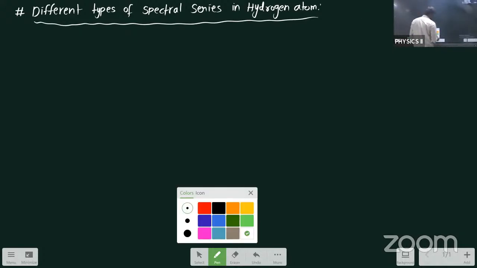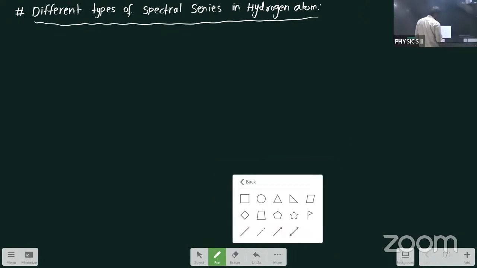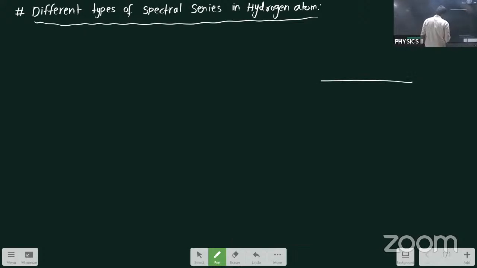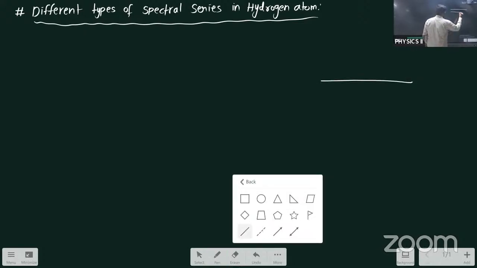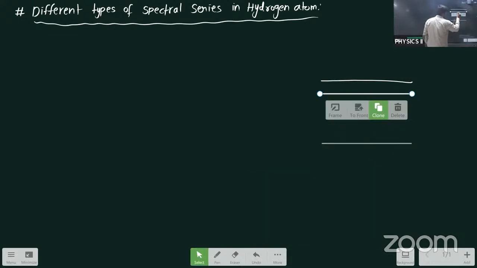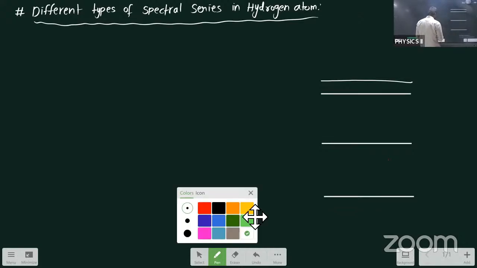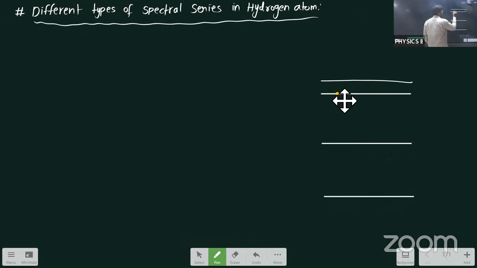See here. Let us assume a few energy levels. I am just explaining, I am not starting the answer. Let us assume that these are the energy levels. There is one electron in the highermost orbit. Now, if the electron is coming down towards the lowest orbit, assume that this is n equals 1, this is n equals 2, this is n equals 3.